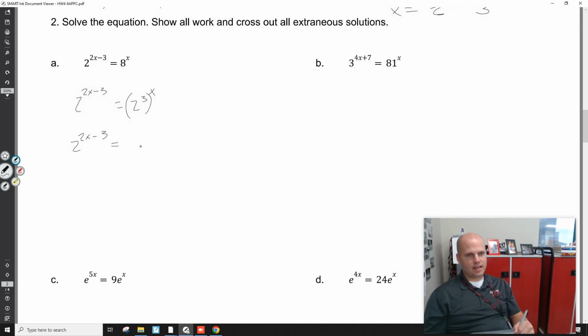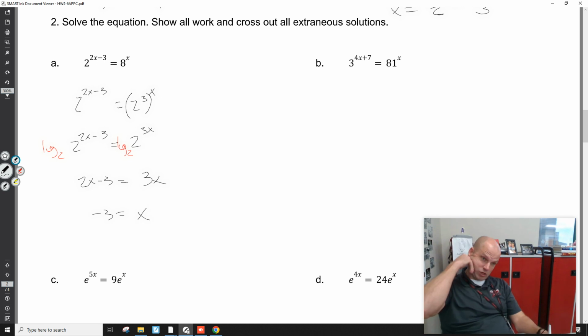Understanding 8 to the x can be written as 2 to the 3x. Now, yes, things kind of disappear on you, but you're taking the log base 2 of both sides so that the 2 goes away and you just have the exponent. This is important to do so that we don't make mistakes with it in the future. I get x equals negative 3 after subtracting 2x. It'll work out. 2 to the negative 9 is the same as 8 to the negative third.